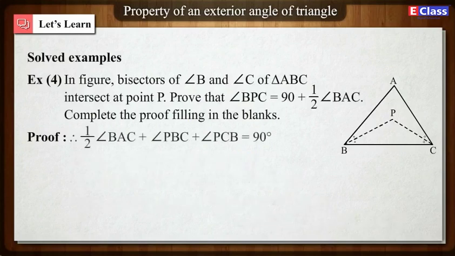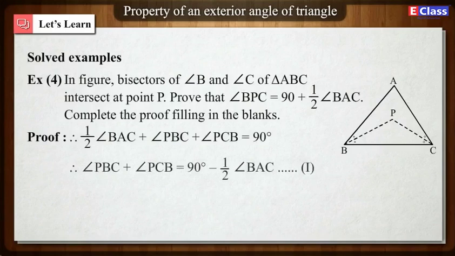Therefore, half angle BAC plus angle PBC plus angle PCB is equal to 90 degrees. Therefore, angle PBC plus angle PCB is equal to 90 degrees minus half angle BAC. Let us mark it as equation 1.